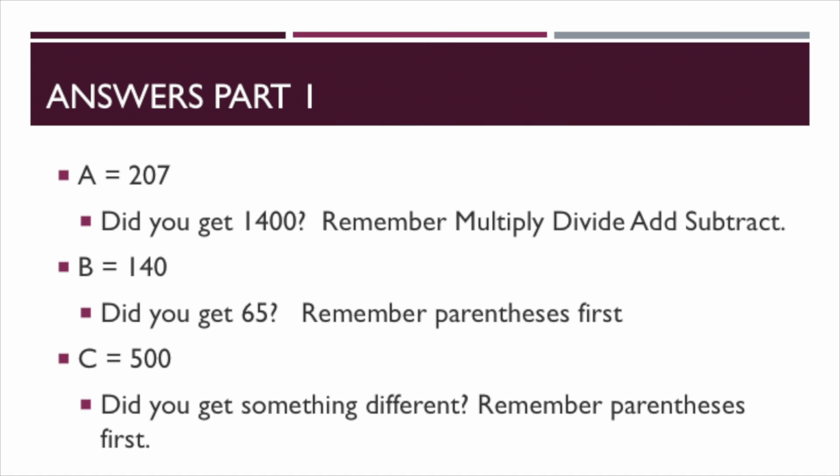So let's go through the answers. For A, you should have gotten 207. If you got 1400, remember, multiply, divide, add, and subtract. For the second question, B, you should have gotten 140. Did you get 65? Remember parentheses first. And for C, you should have gotten 500. Did you get something different? Again, remember parentheses first.